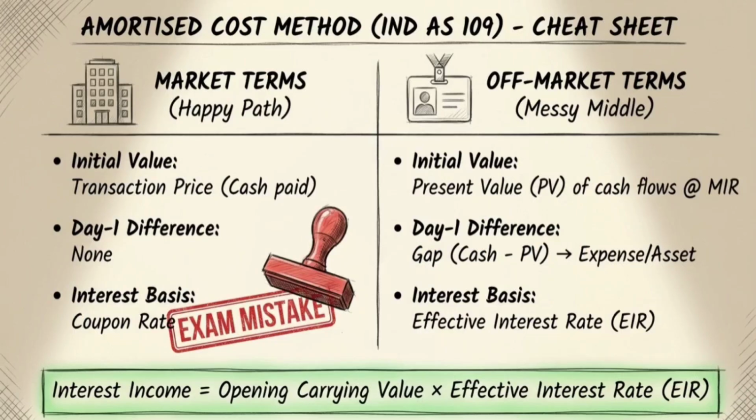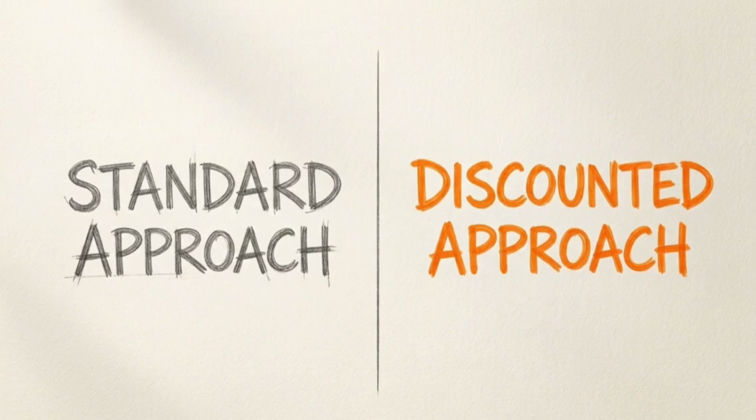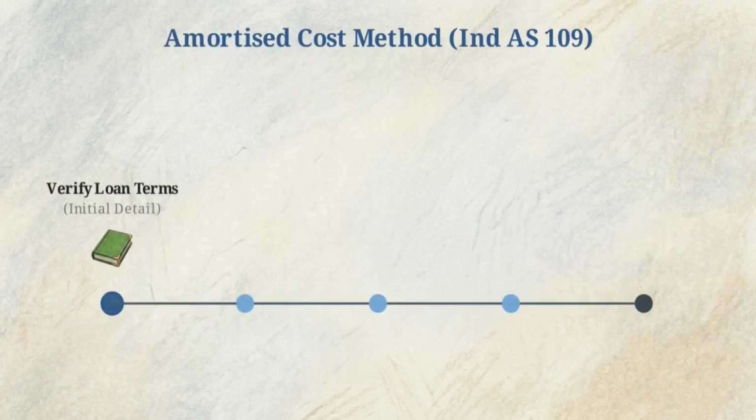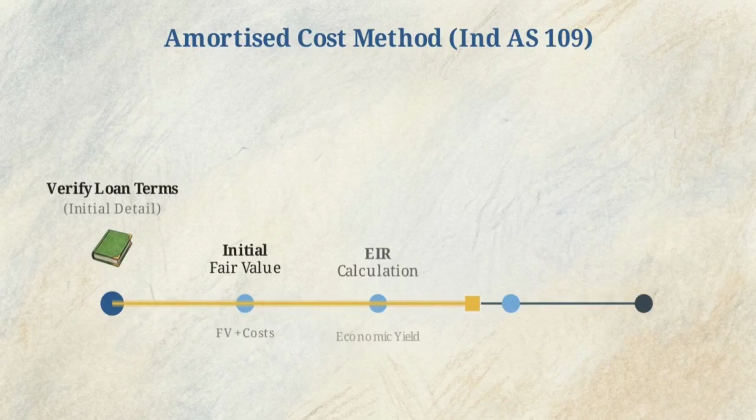To summarize, market terms use the transaction price. Off-market terms require the present value, a day one adjustment, and the effective interest rate. The fatal mistake is recording interest based on the physical coupon rate instead of the effective interest rate. Keep this rule in mind. Market terms mean face value. Off-market terms mean fair value first. The entire accounting sequence relies on identifying whether the terms align with the market. Once you verify that initial detail, the rest of the calculation follows a logical, predictable path.